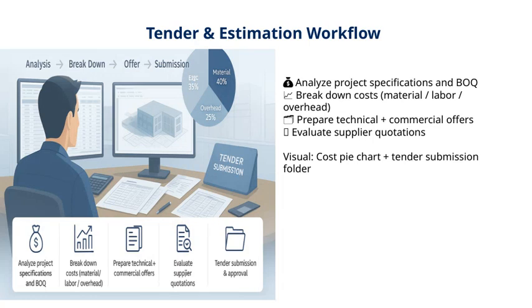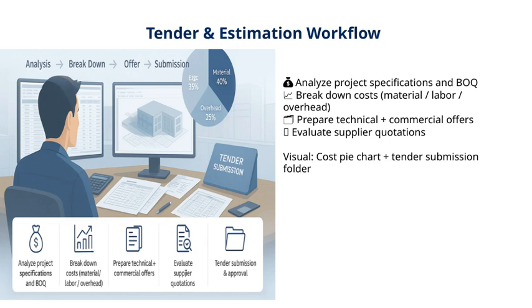Let's take a closer look at the tender and estimation workflow. First, we start by analyzing the project specifications and the bill of quantities, or BOQ. This step is crucial because it helps us understand exactly what the project requires. Next, we break down the costs into key components: materials, labor, and overheads. This detailed breakdown allows us to see where the money is going and helps us prepare accurate estimates.